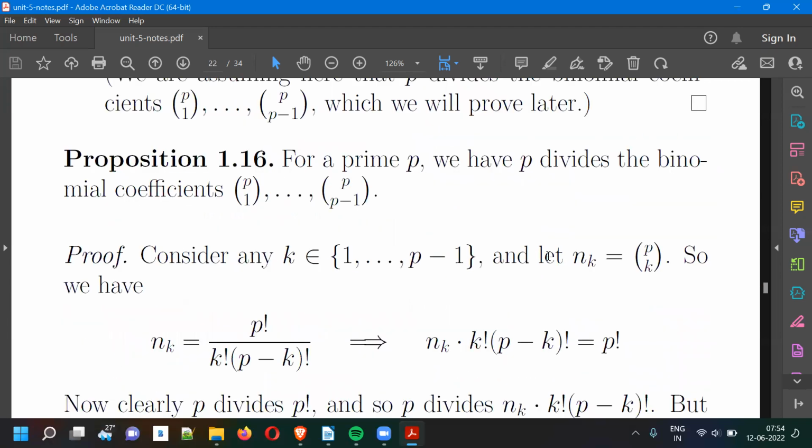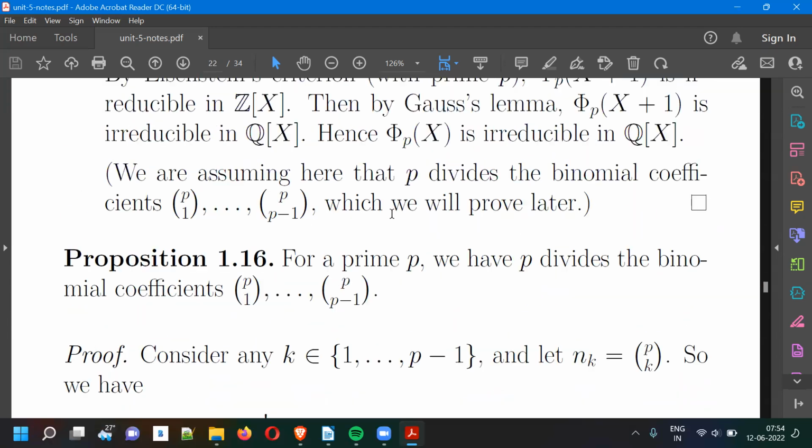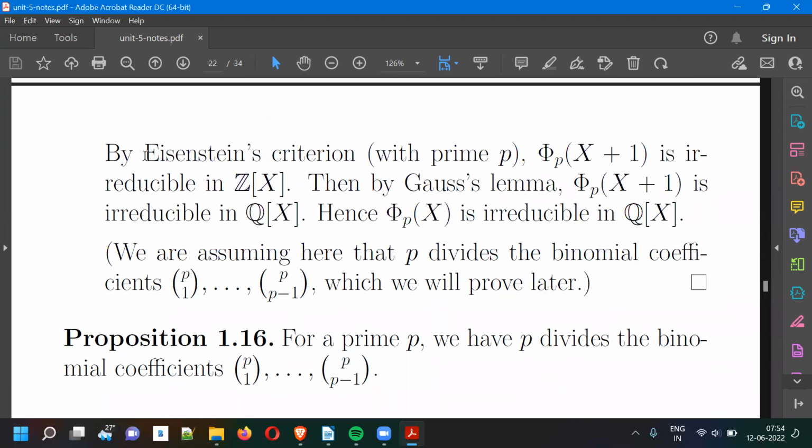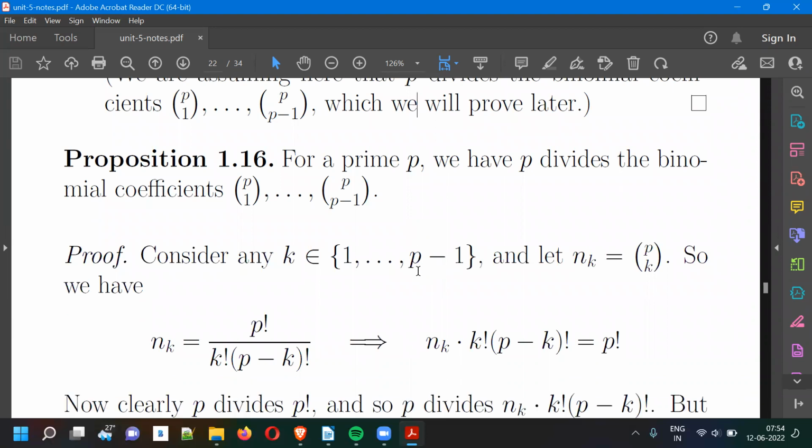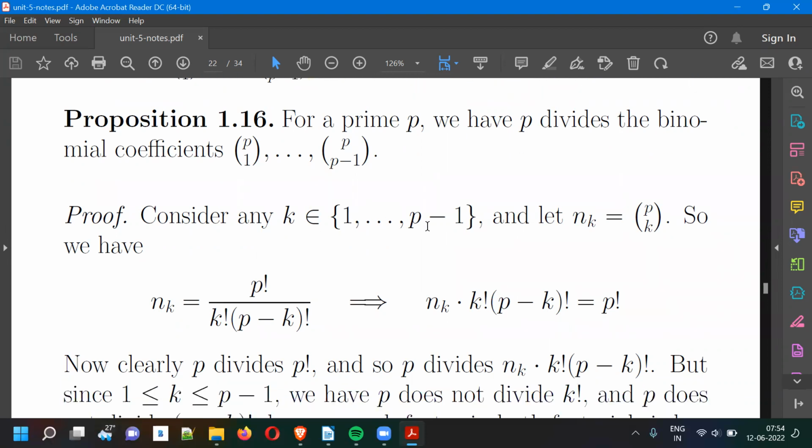So now let us prove that p divides these binomial coefficients, because that is what we need to use Eisenstein. So why does p divide any binomial coefficient between p choose 1 and p choose p minus 1? Let's consider any k between 1 and p minus 1, and let n sub k be the number p choose k. Let n_k be p choose k.